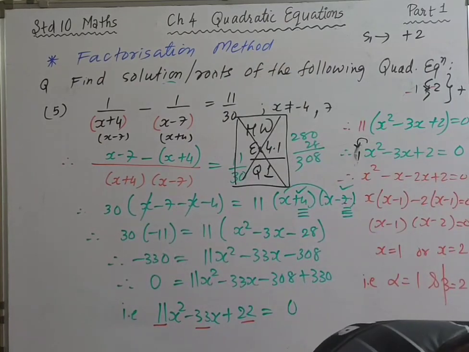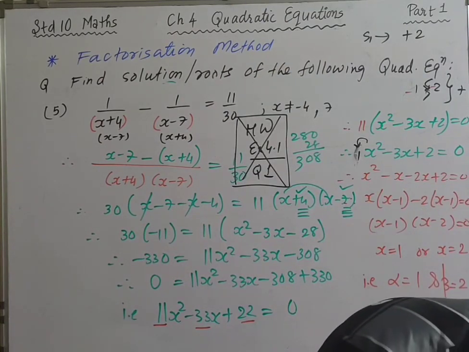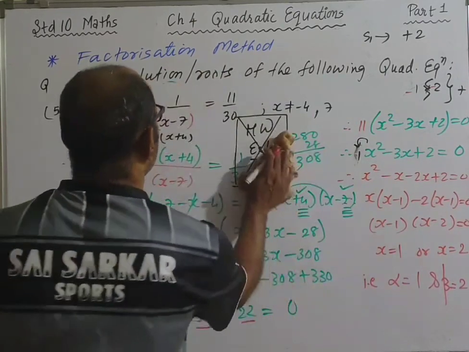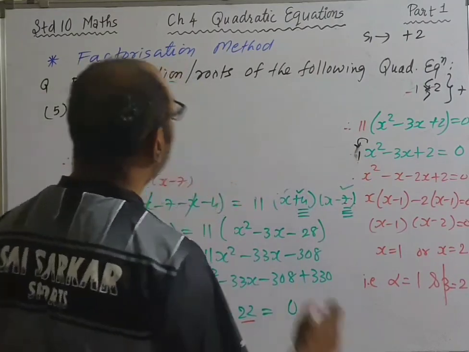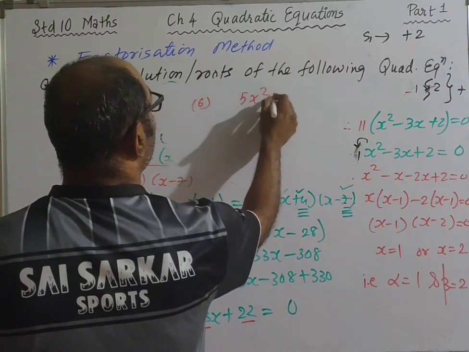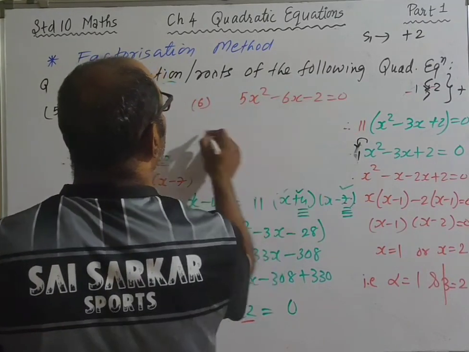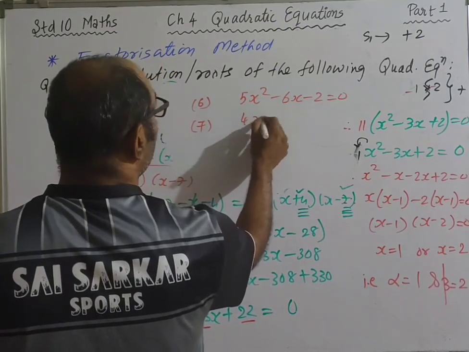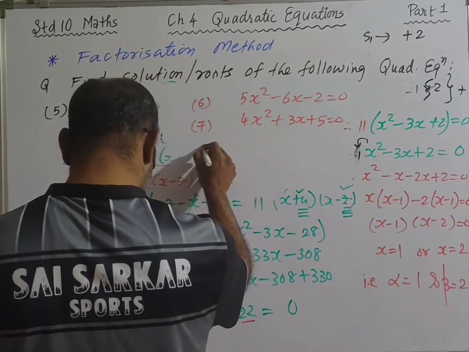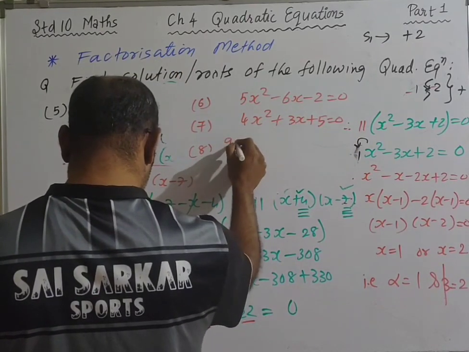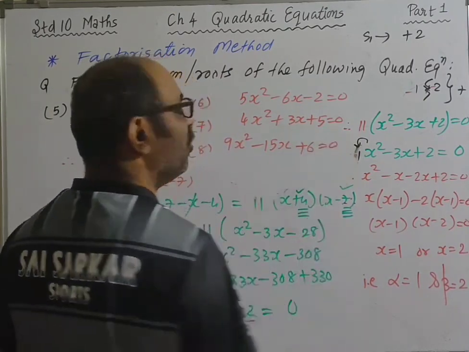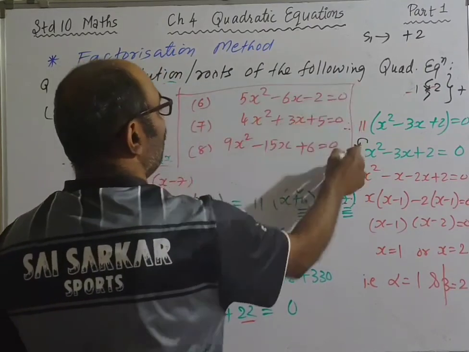Okay, I will give you 3 sums for your homework. 5 I have done. 6 is 5x square minus 6x minus 2 equal to 0. 7th is 4x square plus 3x plus 5 equal to 0. And 8th is 9x square minus 15x plus 6 equal to 0. So solve these 3 for homework.